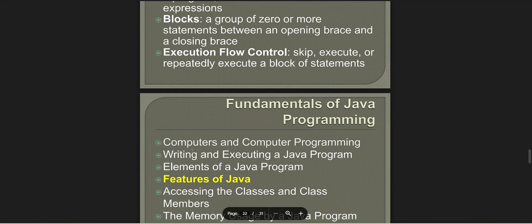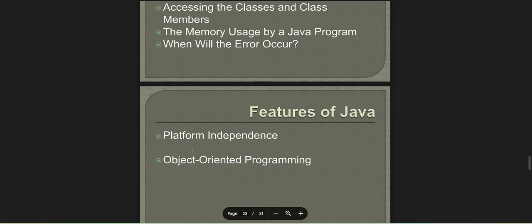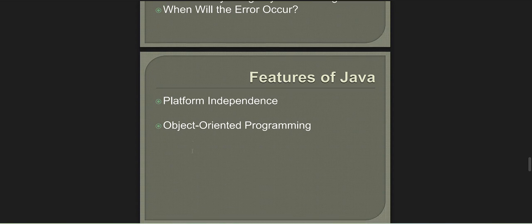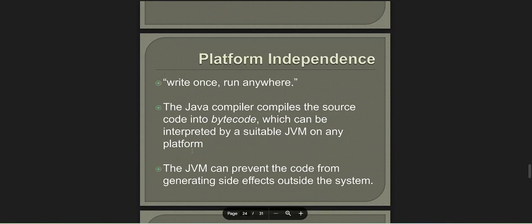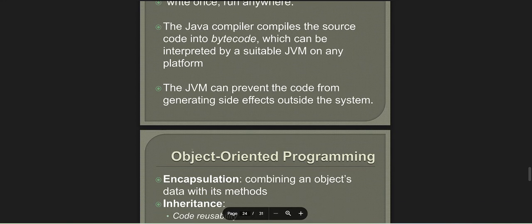Fundamentals of Java programming, computer and computer. We are going to discuss the features of the Java platform: independence and object-oriented programming. Write once, run anywhere. The Java compiler compiles the source code into bytecode, which can be interpreted by a suitable Java virtual machine on any platform. The JVM can prevent the code from generating side effects outside the system.